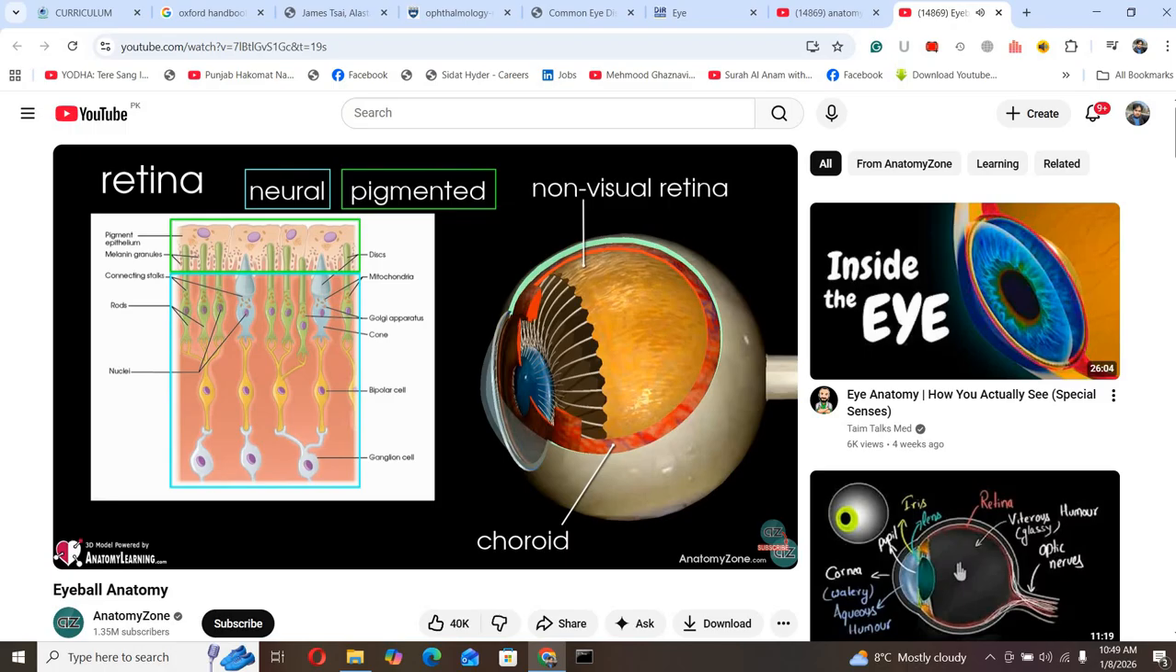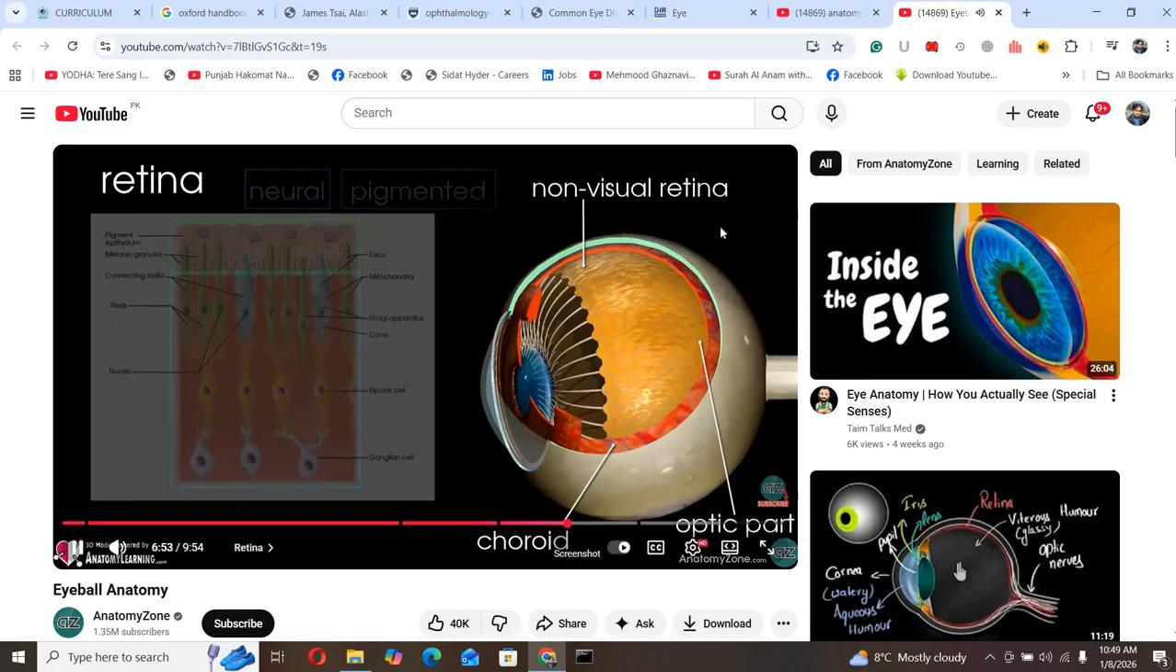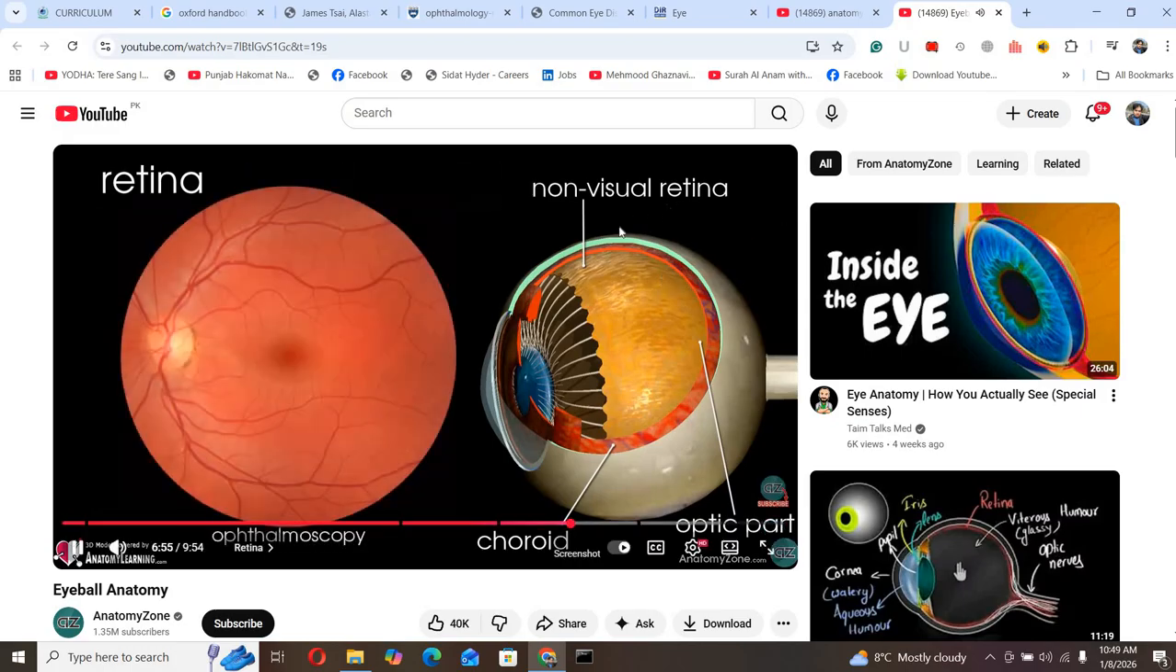Posteriorly and laterally, both layers of the retina are present. This is the optic part of the retina. The optic part of the retina can be viewed during ophthalmoscopy or fundoscopy. The center of the retina is marked by an area known as the macula lutea.